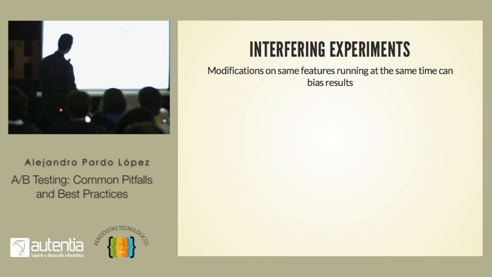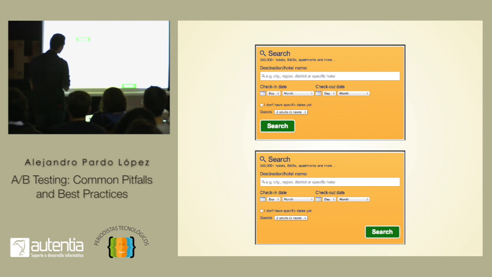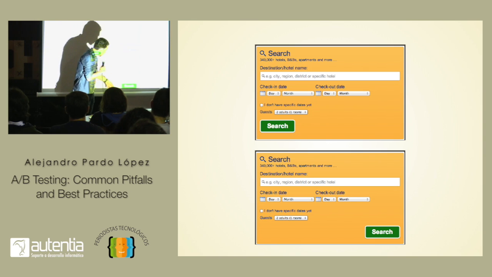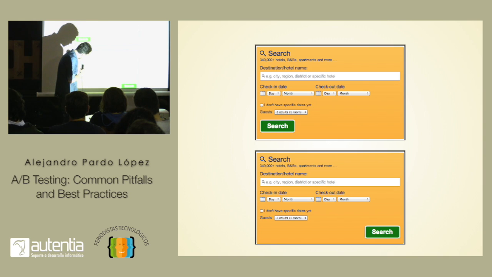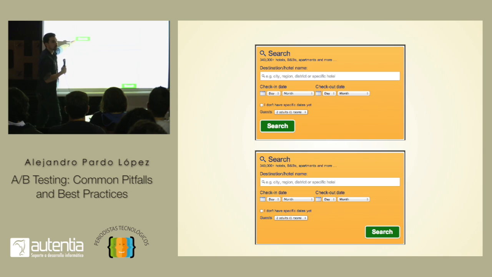And then you have something that happens when you've got too many people doing experiments: you can have interfering experiments. So the same experiment I mentioned before, and then somebody else can change the color. It can be that the button in blue doesn't have an impact, the button in green doesn't have an impact, but changing the position and the color together has an impact. If possible, you should avoid it.